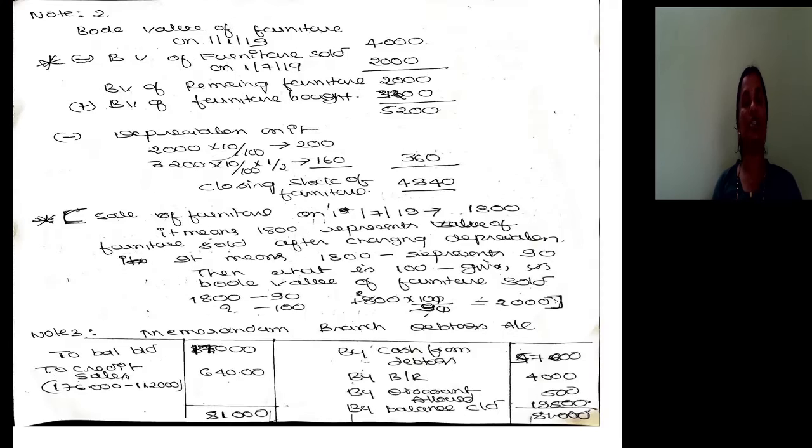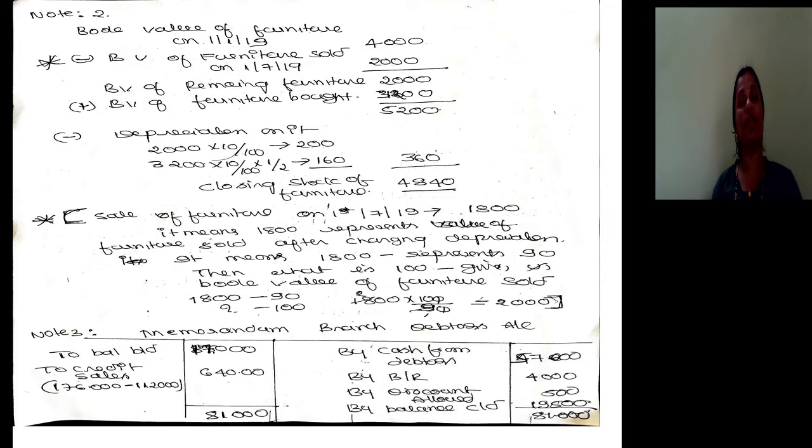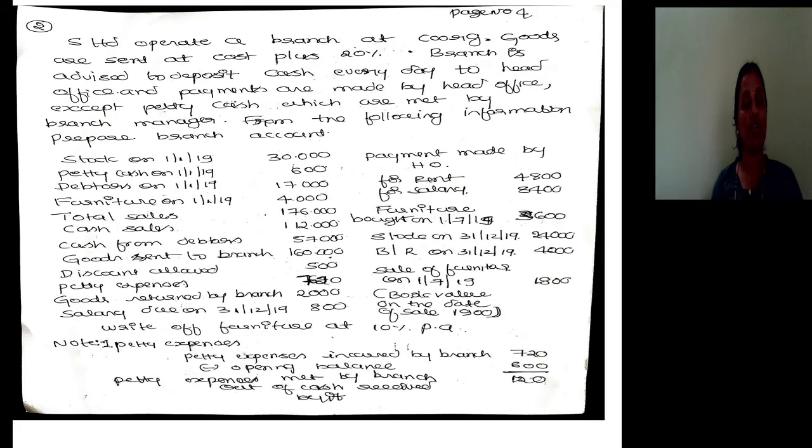Discount allowed. So discount allowed does not relate to the transaction between what and what? Head office and branch. It is between the branch and its customer. It will directly create impact on closing debtors, but it will not be recorded anywhere in the branch account directly. While preparing the memorandum branch debtors account, we need to consider it. We need not consider it while preparing the branch account.